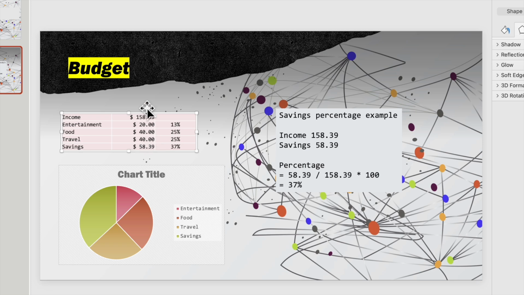What's important here though is they actually show what math I used to find the percentage. So at the side I've just done one example. I don't have to do all of them, I just did one example of the savings. I showed I find the percentage by the amount divided by the total times 100.